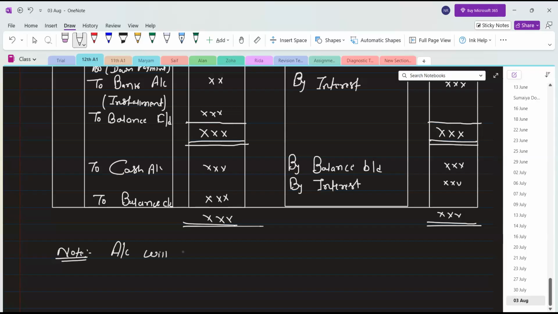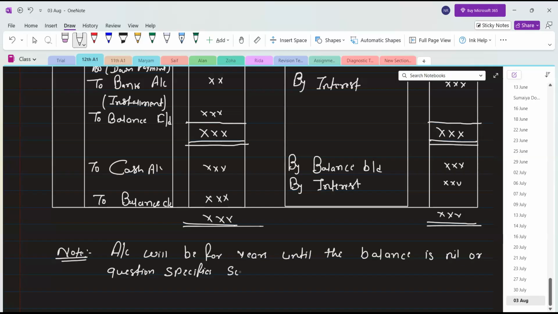Account will be prepared for years until the balance is nil, or the question will specify some numbers.